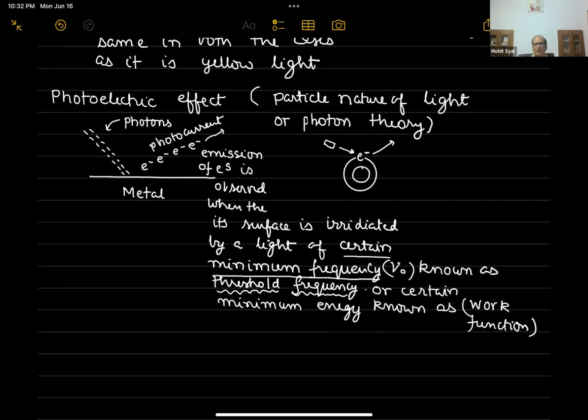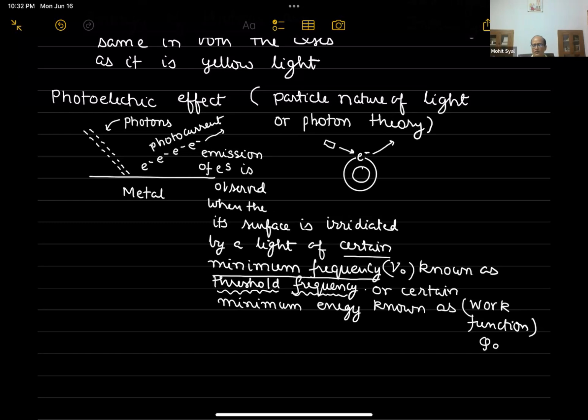Or it should have certain minimum energy. I can talk about the frequency, or if the frequency is not given, I can talk about the energy. The photon should have minimum energy. The minimum energy required to remove an electron is known as work function. So the energy of the photon should be at least equal to the work function or more than that. Then only the electron is going to get released. Otherwise, if the photons are of less energy, the electrons will not be removed. Is it clear?